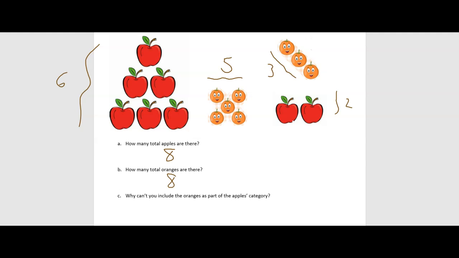Part C says, why can't you include the oranges as part of the apples category? Again, this is not a trick question. It's strictly because an orange is not an apple, right? If your mom asks you to go to the store to pick up 10 apples for the family, you're not going to get 8 apples and 2 oranges, right? She wouldn't accept that. She would accept 10 apples. So this is going to kind of lead us into something to do with numbers and variables. And we're just going to put they aren't apples. Okay, let's move on down.